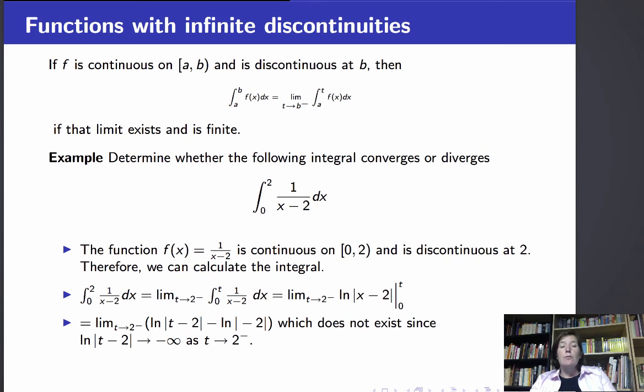t minus 2 minus the natural log of the absolute value of minus 2, which doesn't exist because as t approaches 2 from the left, t minus 2 approaches 0, and therefore its absolute value approaches 0, and the natural log of the absolute value of t minus 2 approaches negative infinity. So this integral diverges.